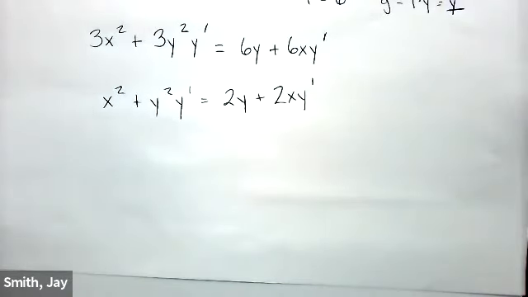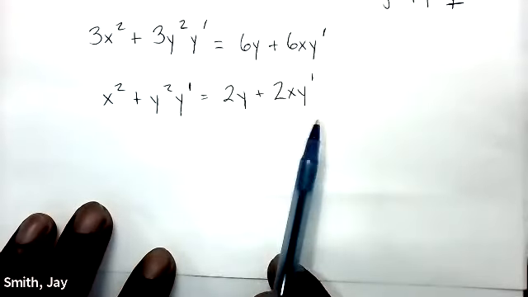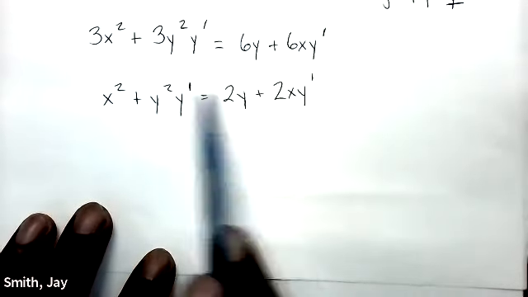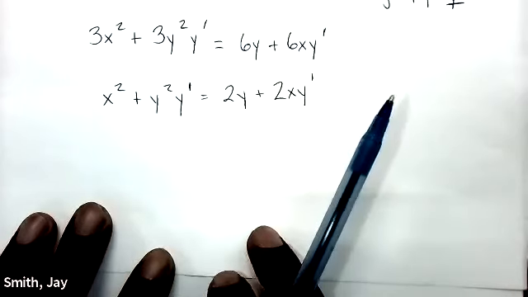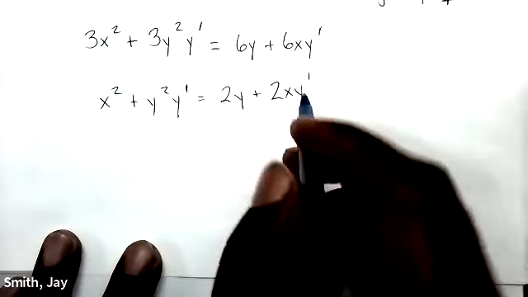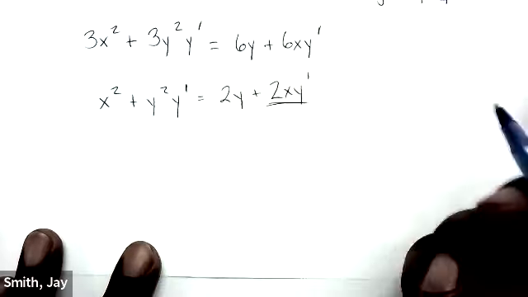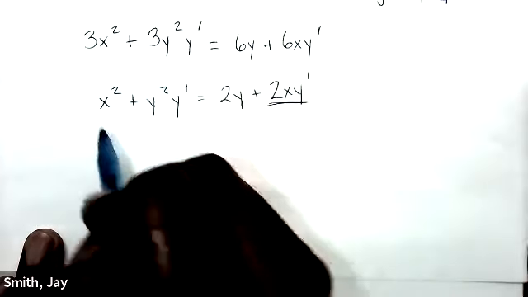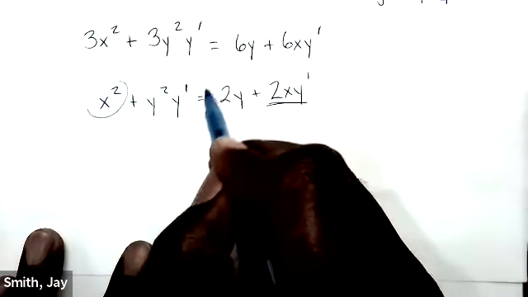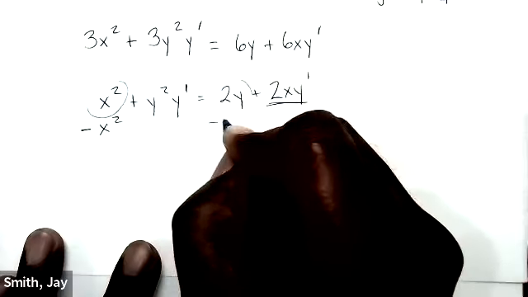So now we can solve this for y prime. Unlike the last example, we don't just have one term with y prime in it. We actually have 2 terms with y primes in them. So what we want to do is get the y primes on the same side. For me, I'm going to bring this 2xy prime to the other side of the equation by subtracting it. And I'm going to take the terms without y prime, here x squared and 2y, on the same side. I'm going to move the x squared to the other side by subtracting it.